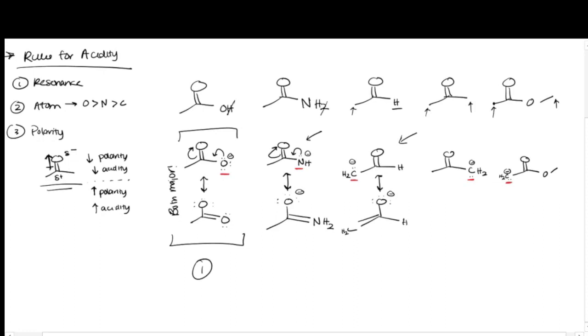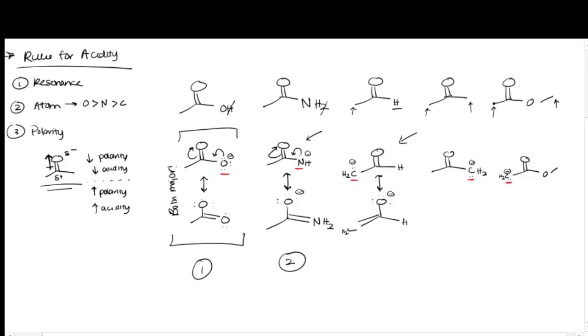You can also look at the size of the atom, because we know that over here, for the carboxylic acid, the atom is oxygen. Over here, it's nitrogen. And for the rest of these, it's carbon. And we know that oxygen is a bigger atom than nitrogen and carbon, so that makes that the best acid. The next best acid would be amide, because we know that nitrogen is bigger than carbon, so that makes that the next best acid.